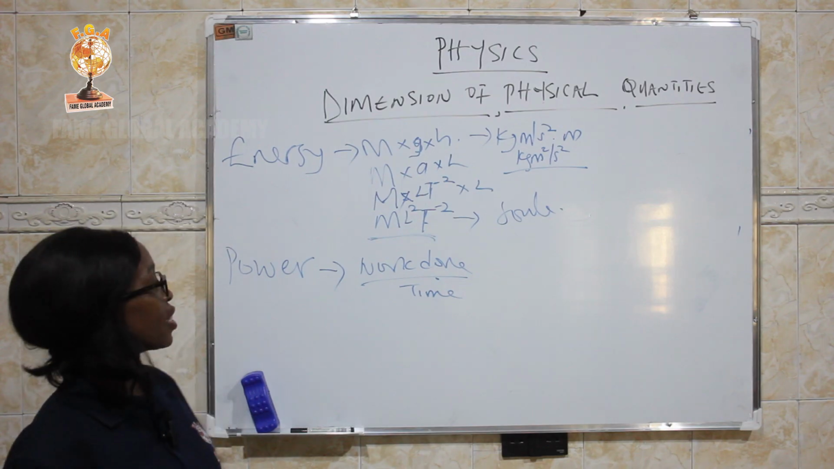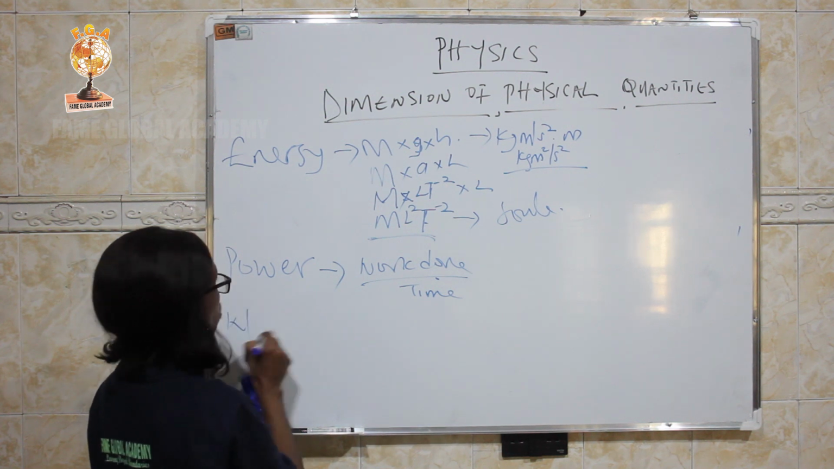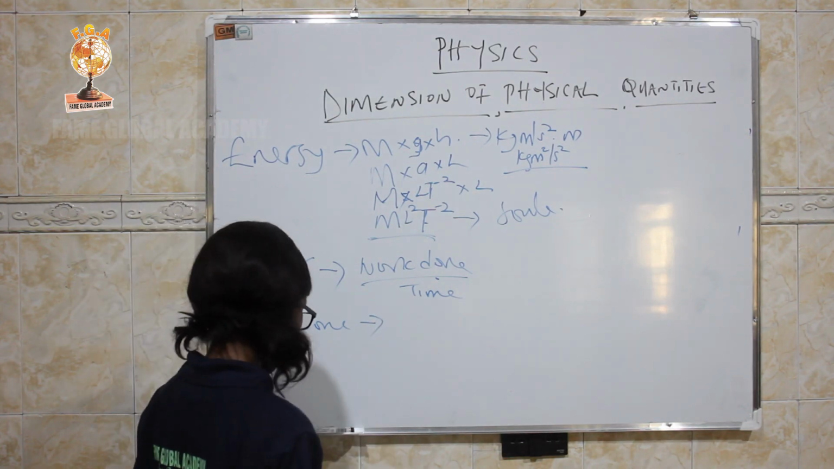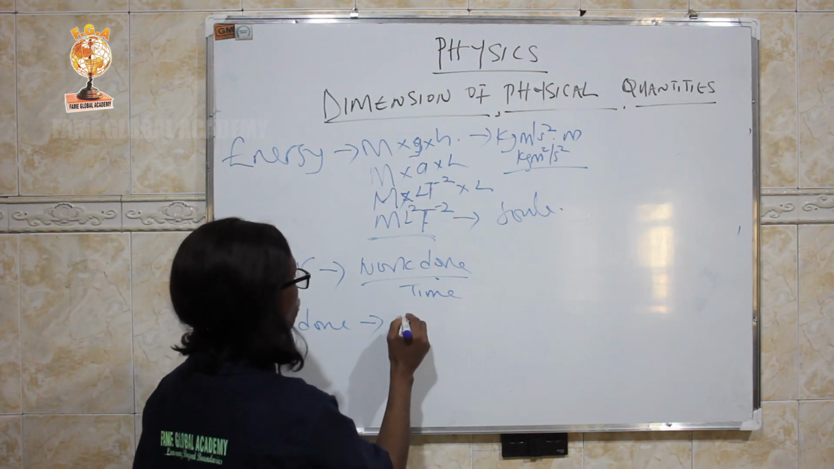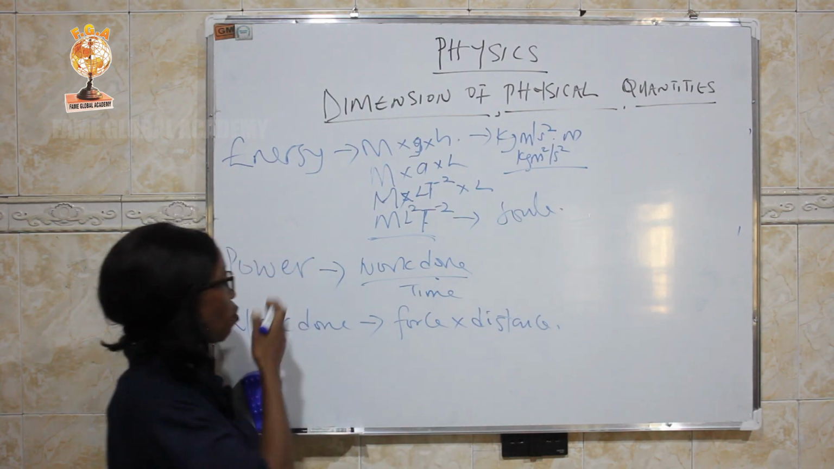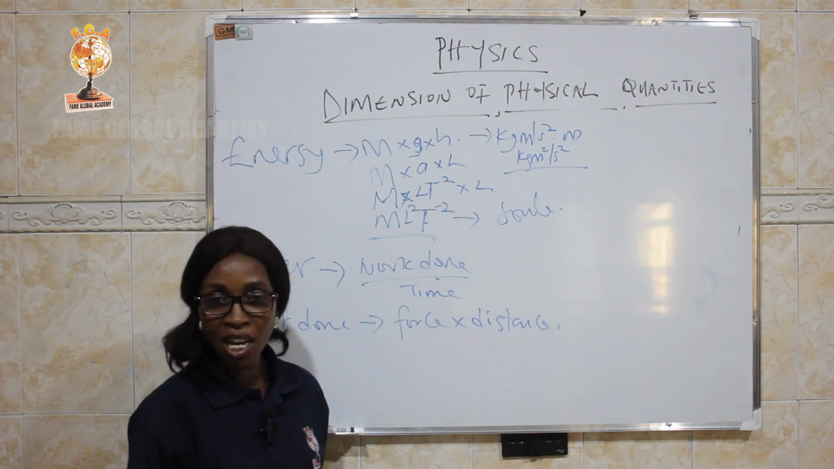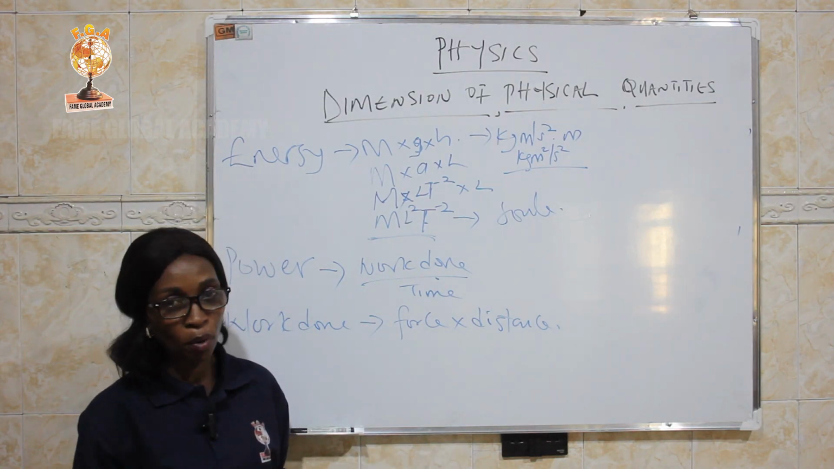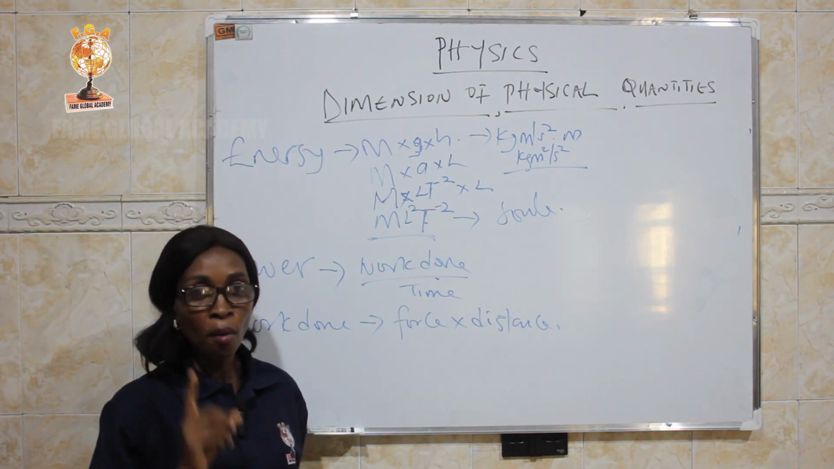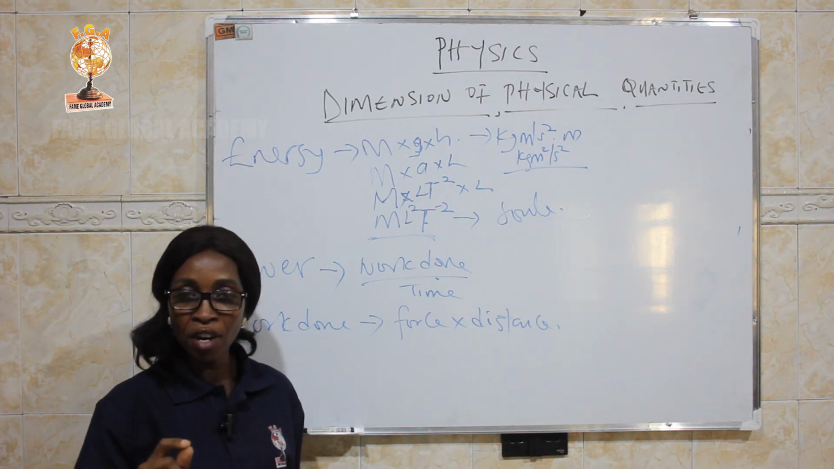So before that, since it's work done over time, let's first know what work done is. Work done is force times distance. This is the formula for work done. Remember I said in physics, formula is very important, SI unit is very important, symbol is very important. Formula, symbol, SI unit, definition, very important. But please take note of the formula and the SI unit, very, very important.